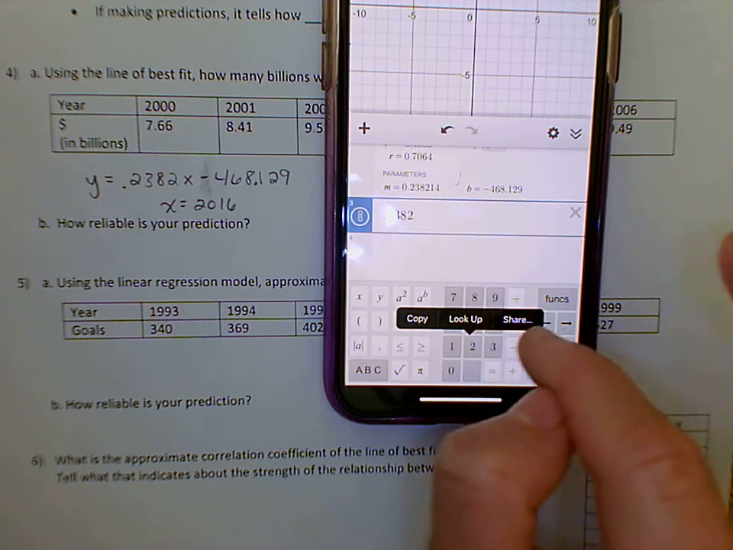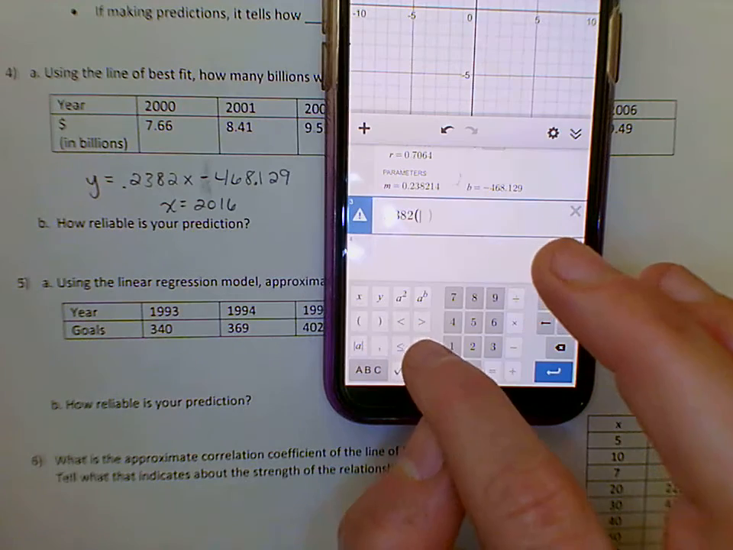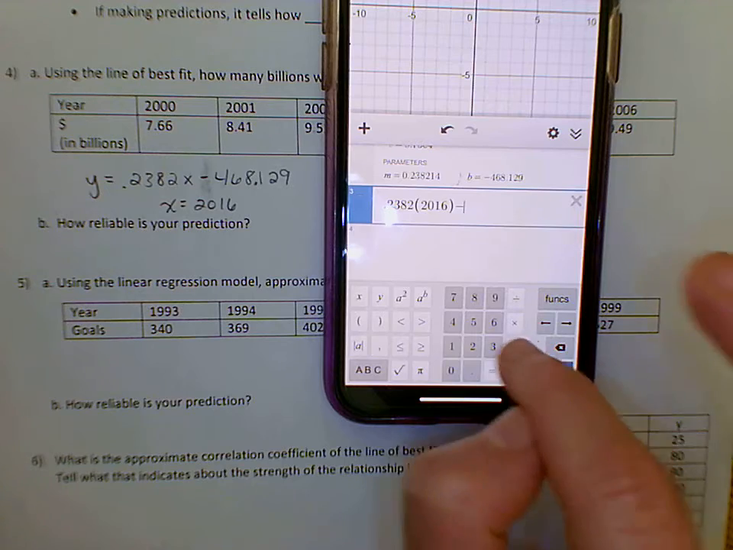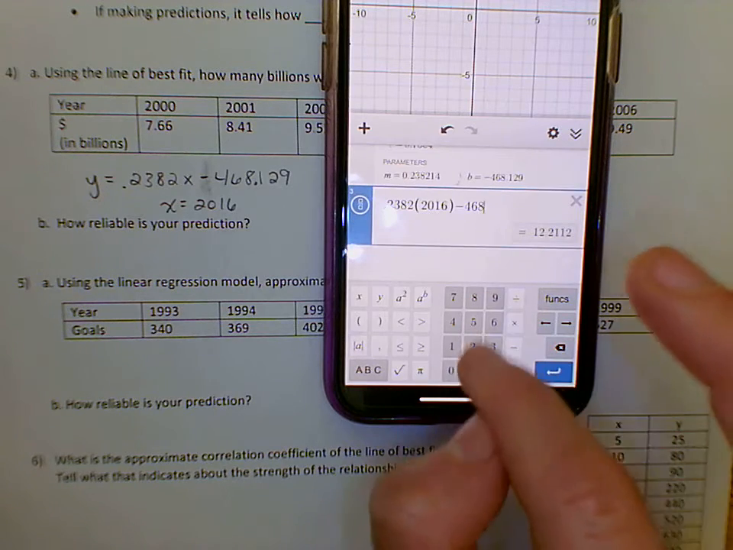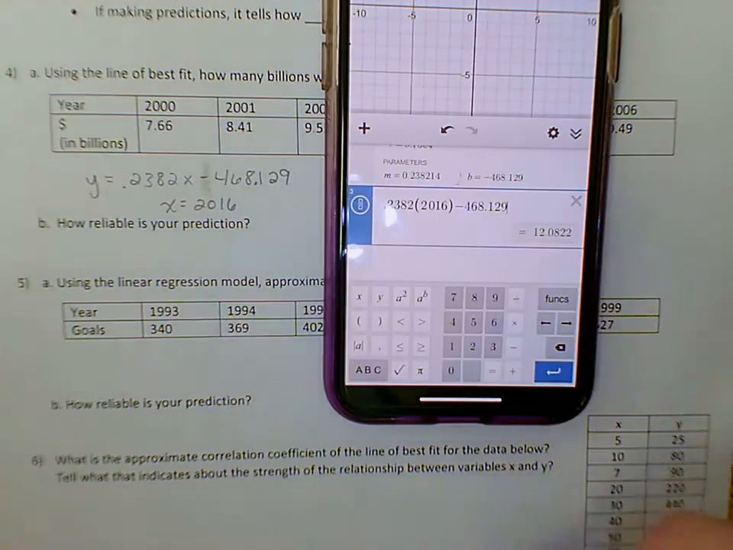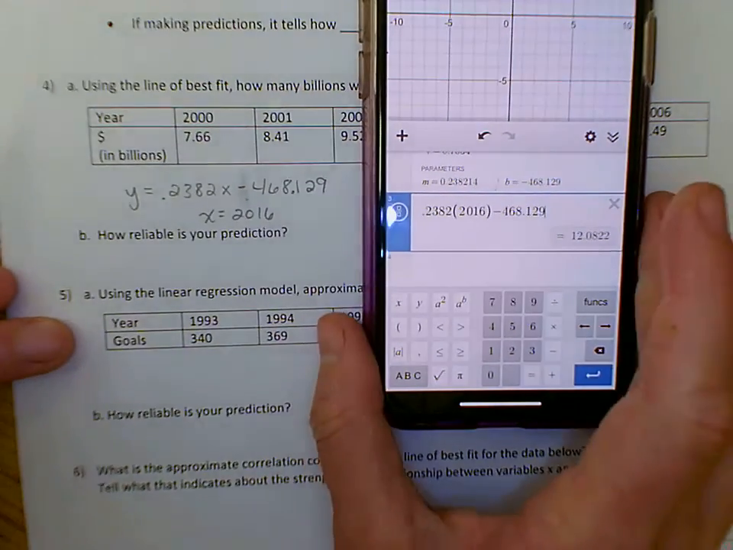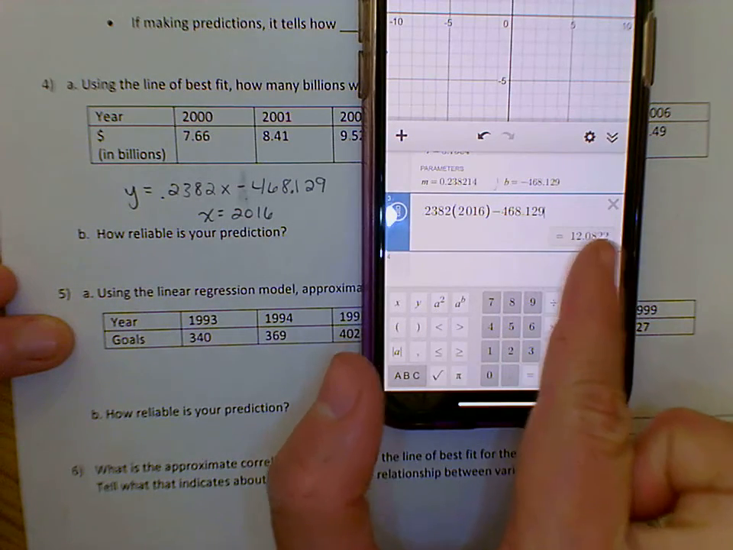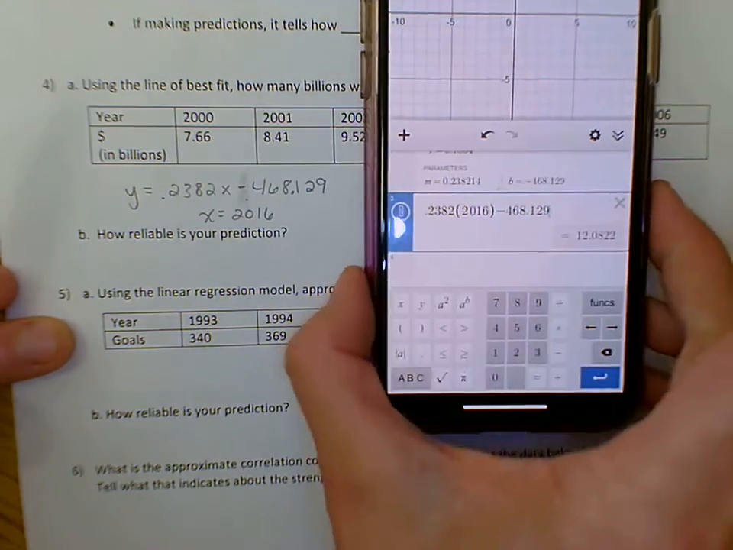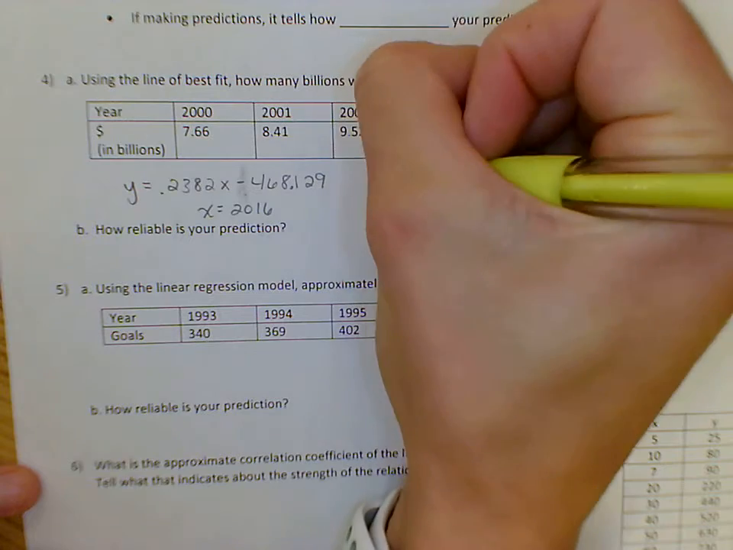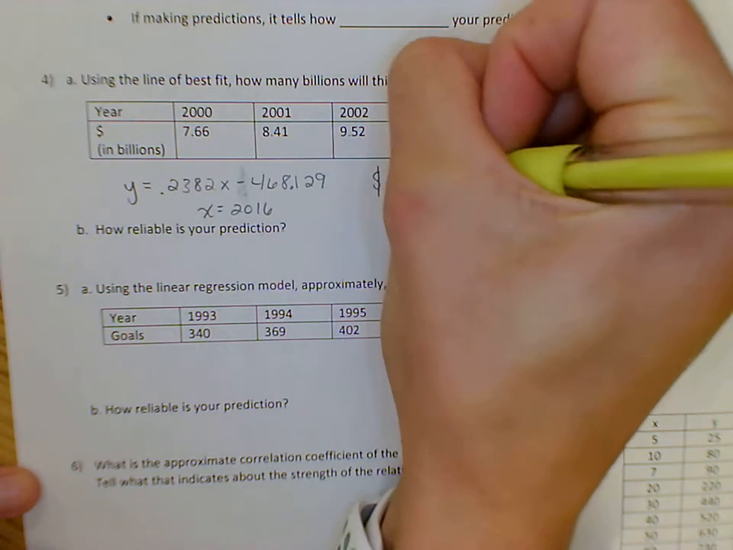So you're going to type in the 0.2382, and then you type times, you're multiplying that by your 2016 because you're plugging in X, and then you're going to subtract the 468.129, okay? And then after you type that in, you've got your answer. So in 2016, how many billions would they make? They would have made 12.0822. So the amount of money they would have made in billions would have been 12 billion.